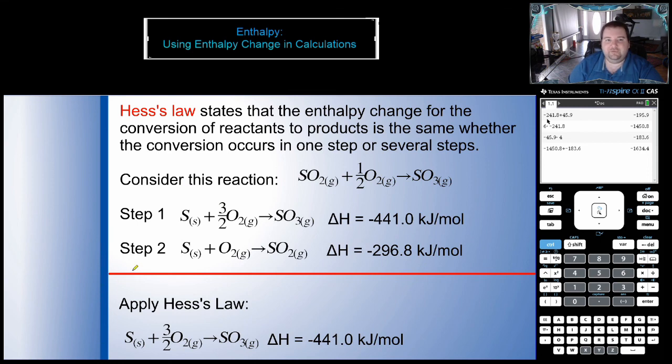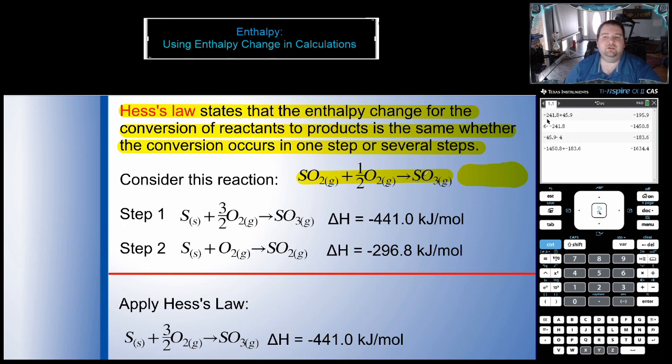So, Hess's Law. Hess's Law states that the enthalpy change for the conversion of reactants to products is the same whether the conversion occurs in one step or many. Okay, so that's a simple definition. Let's look at an example of this. Okay, let's consider this reaction. So we have sulfur dioxide, and it's mixing with half a mole of oxygen gas to create sulfur trioxide. Now, we don't know the delta H for this. Why don't we know it? Because it's not safe to do this one in a lab.